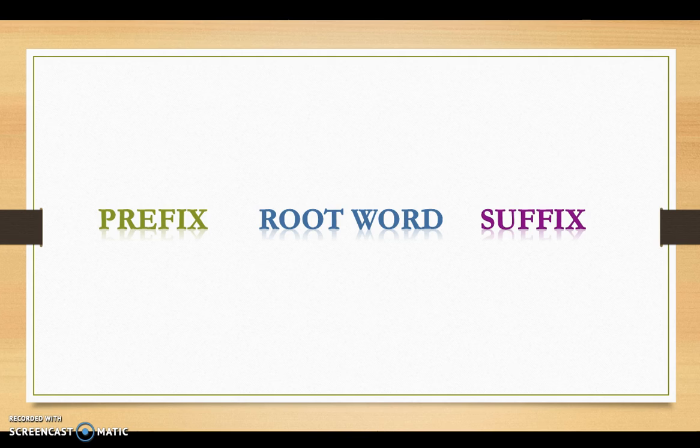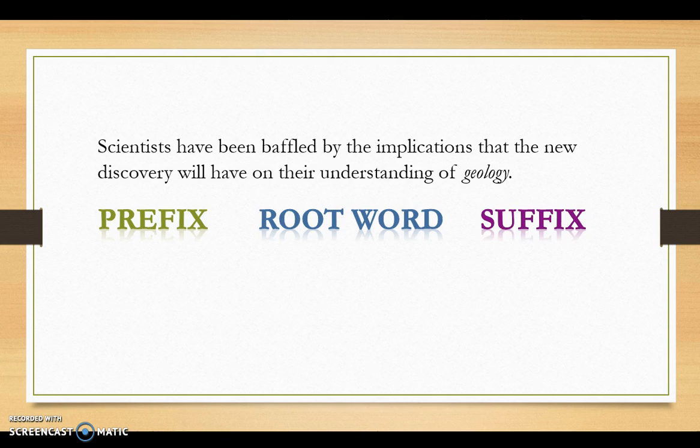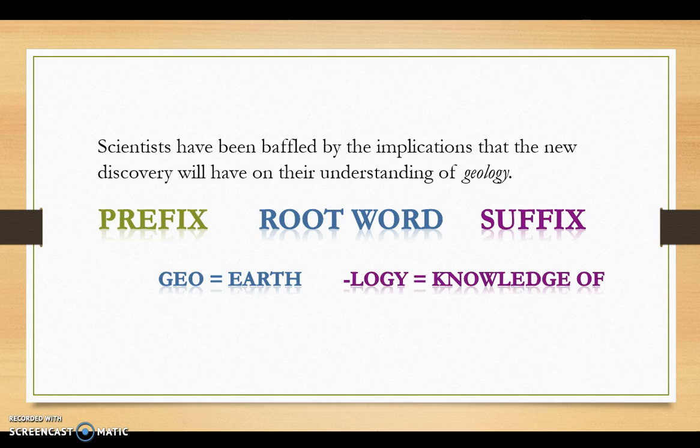For example, if I were reading the following sentence, "Scientists have been baffled by the implications that the new discovery will have on their understanding of geology," from a fictional science article, let's say I didn't know what the word geology meant. I would first look at the root of the word geology, which is geo. Now, I know that geo means earth because of other words that I know that have that same root, like geography. We now turn our attention to the suffix that is attached to our root, which in this case is logi. We know that that suffix has the meaning of study of or knowledge of from our knowledge of the word biology. So the word geology must mean knowledge of the earth.